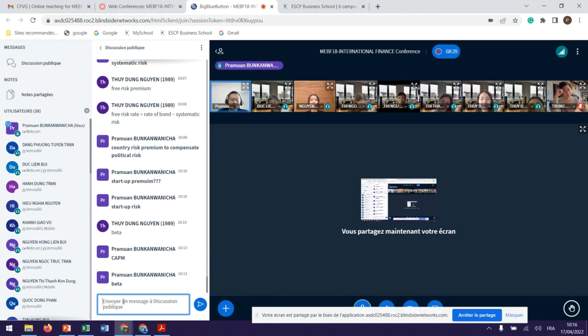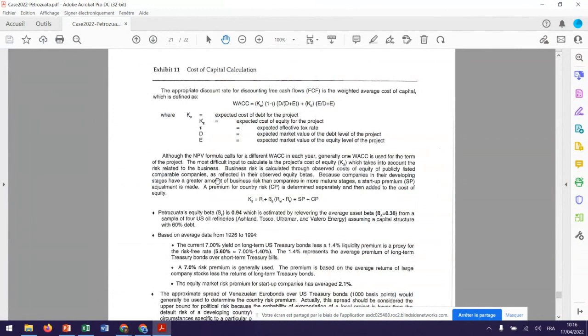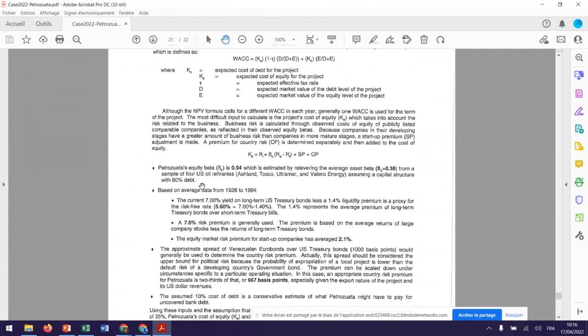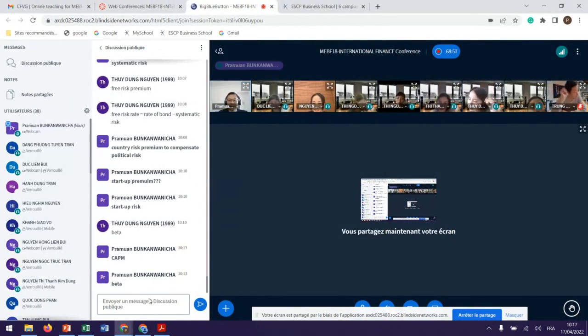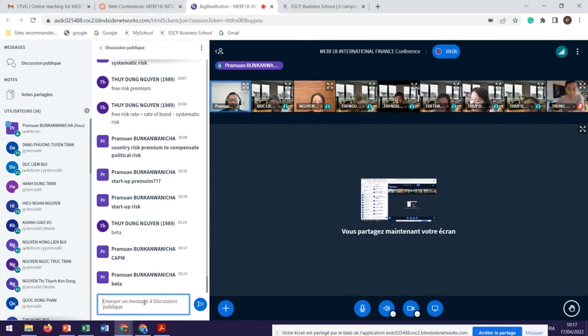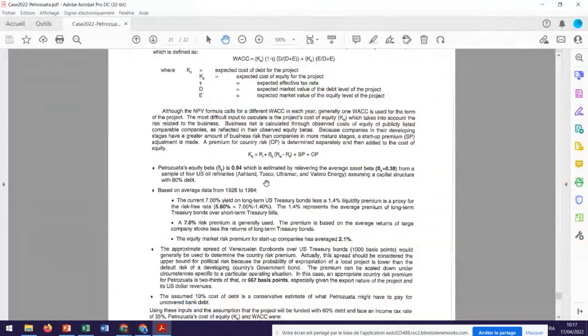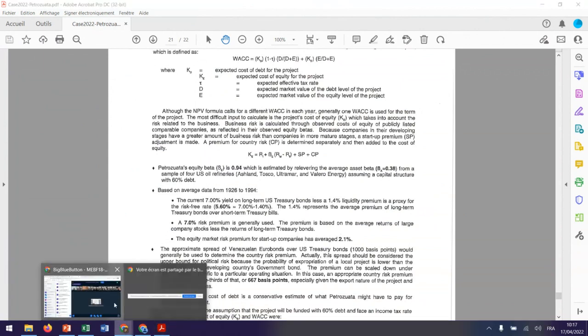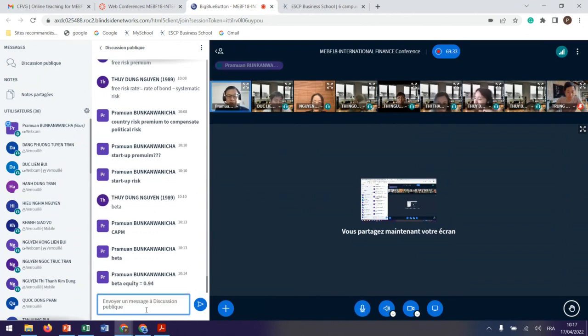Very difficult, isn't it? So the case proposed the way they estimate the beta. Okay, let's read it together in the first bullet point. Anyone can help me to read how they estimate the beta? Can you turn on your microphone and help me to read how we estimate the beta of this project? The beta equity of this project is estimated as 0.94. Where does 0.94 come from?